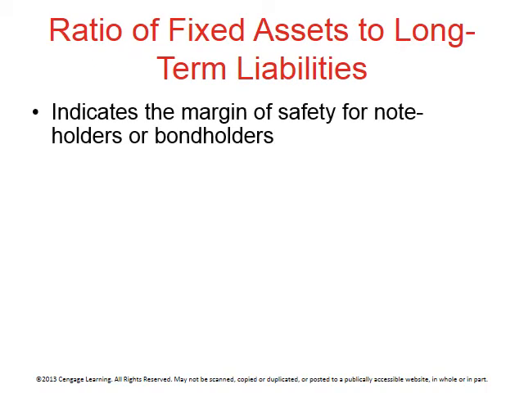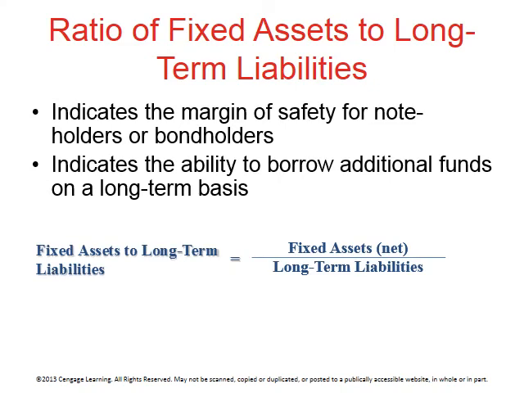Now, fixed assets to long-term liabilities. We're talking about long-term debt holders. These are people where you go get a 30-year mortgage or you sell a 20-year bond. They're not looking at current assets and current liabilities. They want to look at the long-term impact on the company, so long-term assets and long-term liabilities.